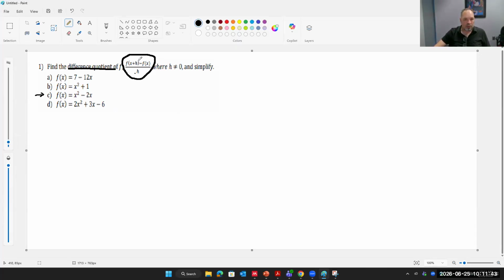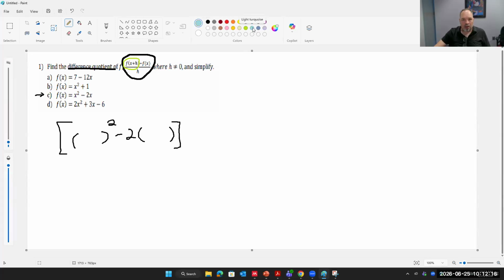So we're gonna do the first part, which is f of x plus h. So instead of x, we're gonna use parentheses, and that's where we're gonna enter the x plus h here in a second. And then that takes care of this piece.